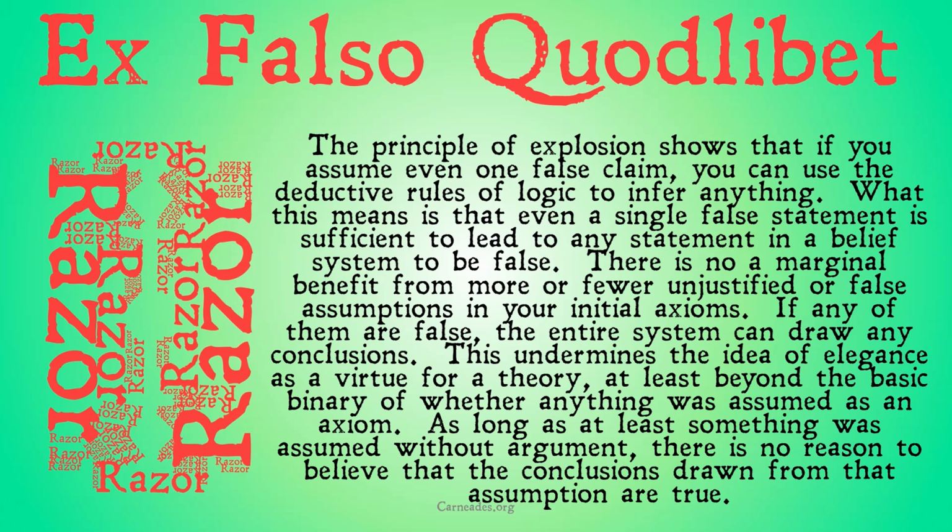What this means is that even a single false statement is sufficient to lead to any statement in a belief system being false. There's no marginal benefit from more or fewer unjustified or false assumptions in your initial axioms, because as long as you have at least one, you've got a problem. If any of them are false, the entire system can draw any conclusions. This undermines the idea of elegance as a virtue for a theory, at least beyond the basic binary of whether anything was assumed as an axiom. As long as at least something was assumed without argument, there's no reason to believe that the conclusions drawn from that assumption are true.